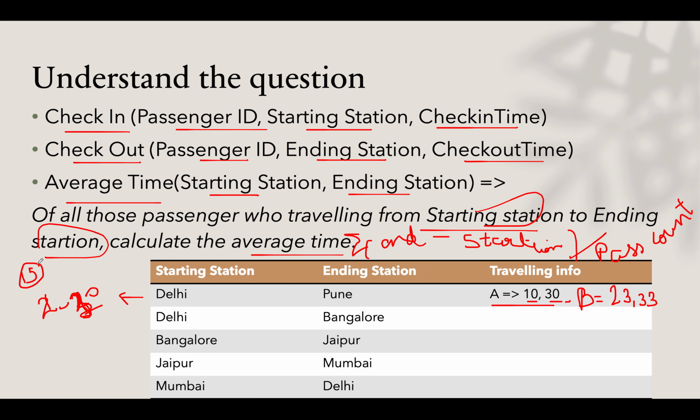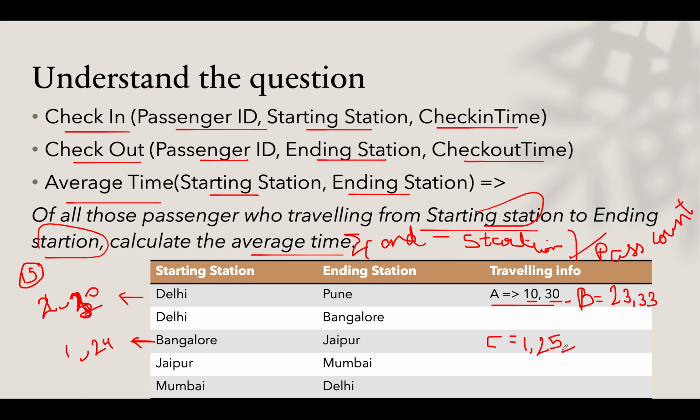Now let's take another example. Somebody is traveling from Bangalore till Jaipur, let's say C, and that person started his journey at 4th second and ended his journey at the 25th second. What is the average travel time if somebody asks immediately? It would be 24 seconds, since there's only one traveler.